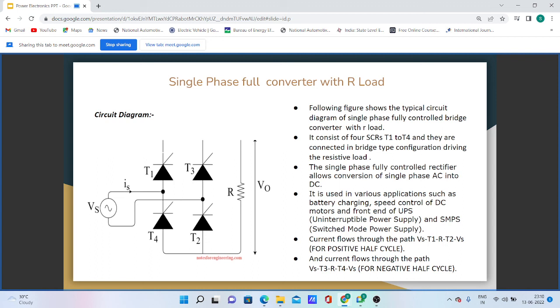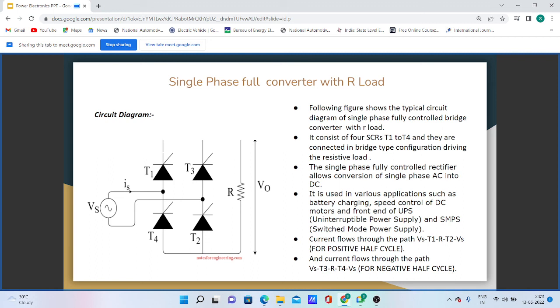The following figure shows the typical circuit diagram of single phase fully controlled bridge rectifier with R load. It consists of 4 SCRs, T1 to T4, connected in bridge type configuration driving the resistive load. The single phase fully controlled rectifier allows conversion of single phase AC into DC. It is used in various applications such as battery charging, speed control of DC motors, front end of UPS, and as well as in SMPS.